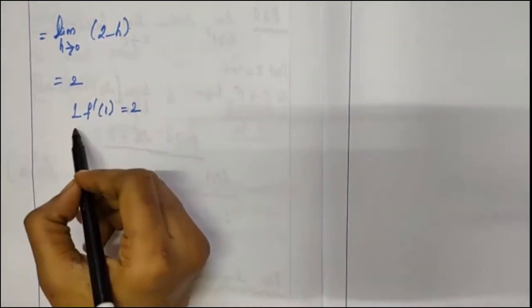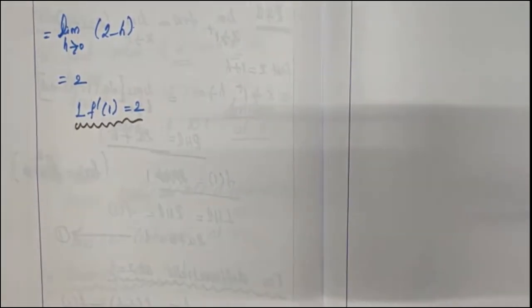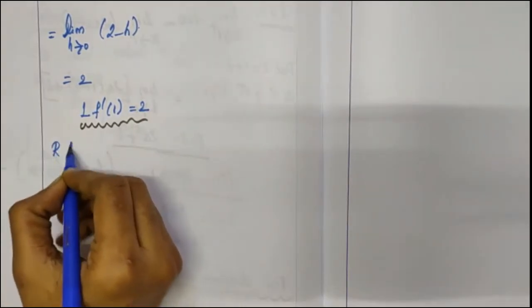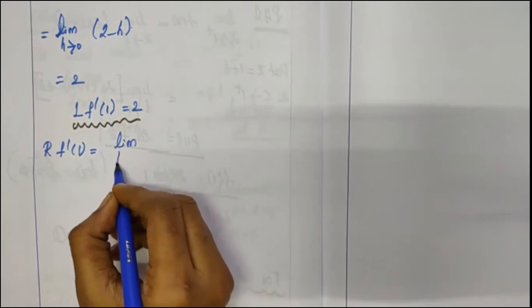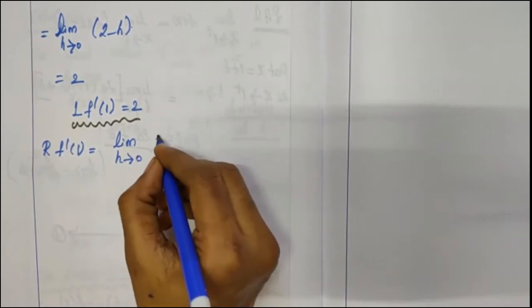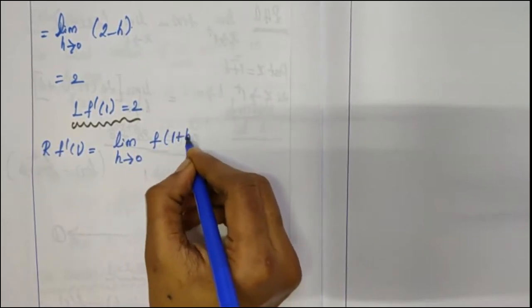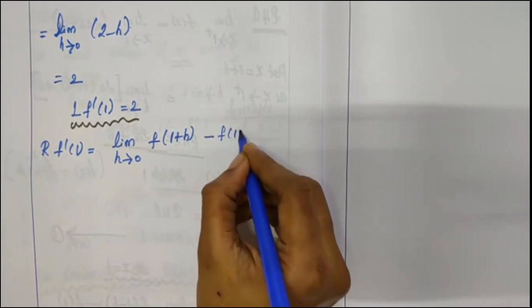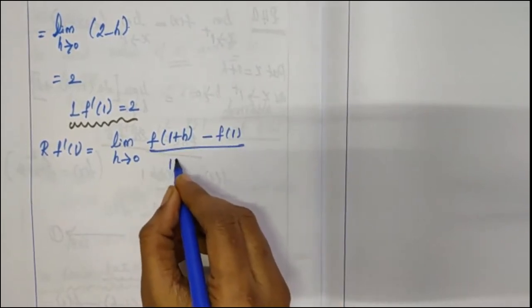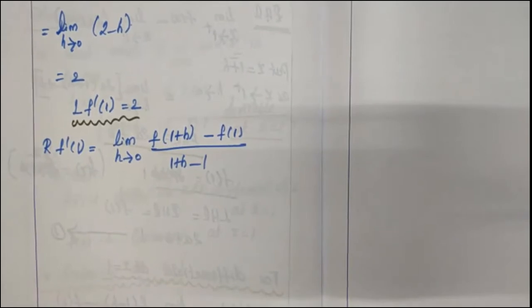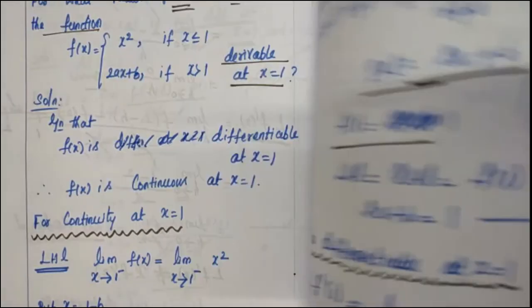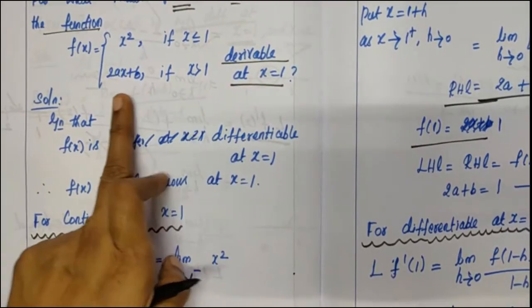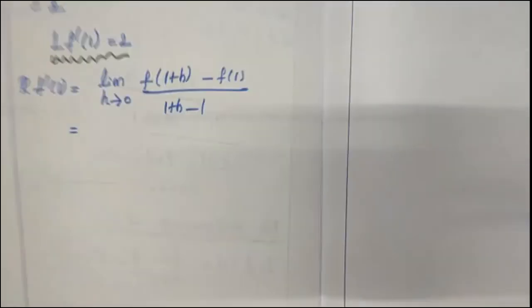Now we have to find right f dash of 1. Right f dash of 1 is equal to limit h tends to 0 of f of 1 plus h minus f of 1 divided by 1 plus h minus 1. So 1 plus h means greater than 1. So for greater than 1, the function is 2ax plus b.